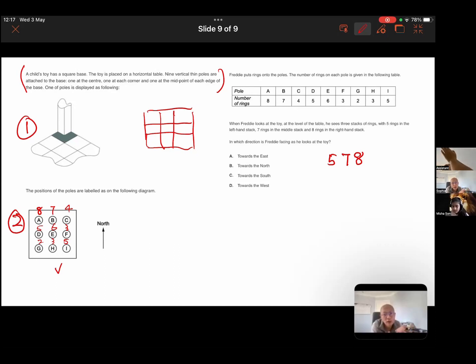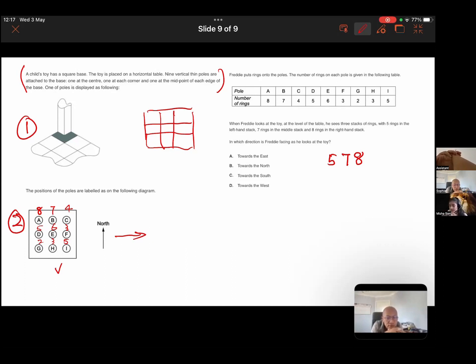Let's try towards each of them, but be careful. Towards direction, not from. So if you're looking towards the east, you're looking from the west. If you look towards the east, that means you're standing on the west, looking in this direction. What are you going to see?